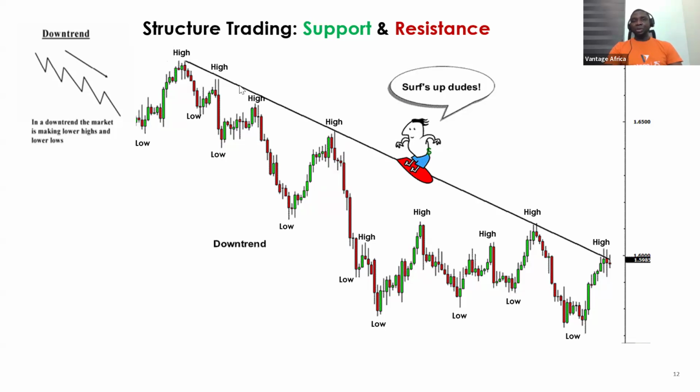So these are what we call swing highs, and these are swing lows. This is the outer part of the chart. That's why they are called highs. This is the lower part of the chart. That's why they are called lows, right? So this is how you identify a downtrend.